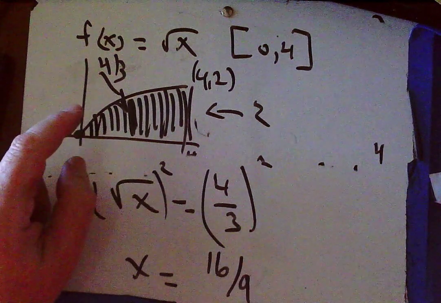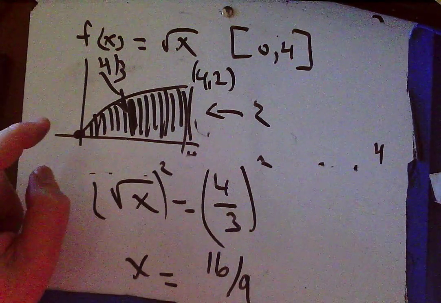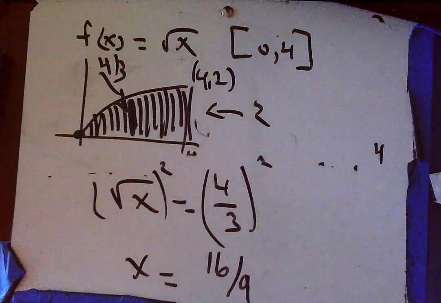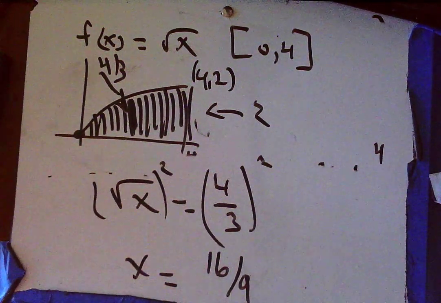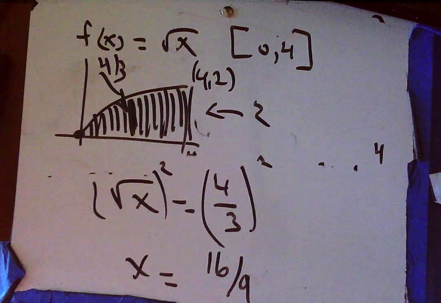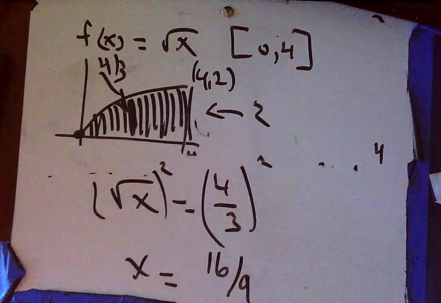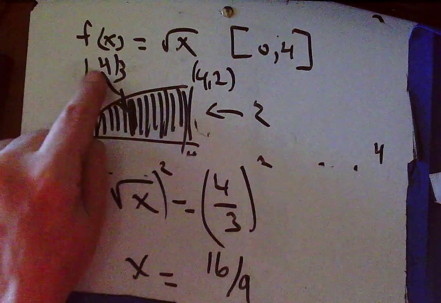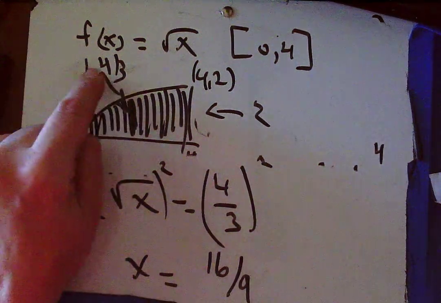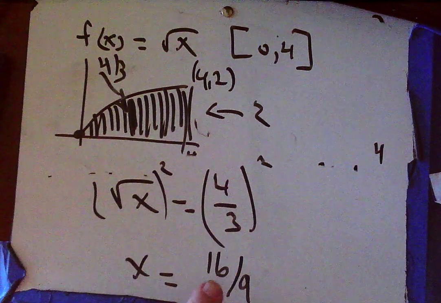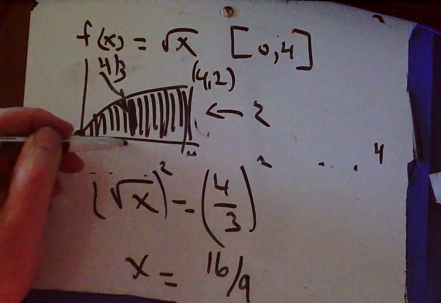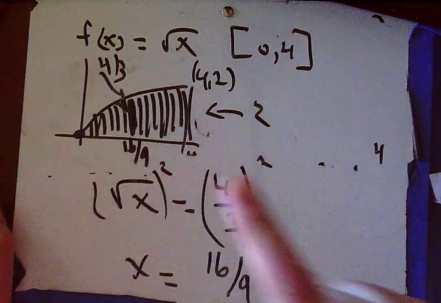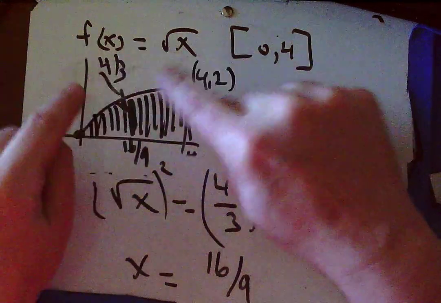The average value that we had was, what was it? Good question. Our average value was 4 thirds. So when is this y equal to 4 over 3? That happens at 16 ninths. When x equals 16 ninths, the y value will be 4 thirds.